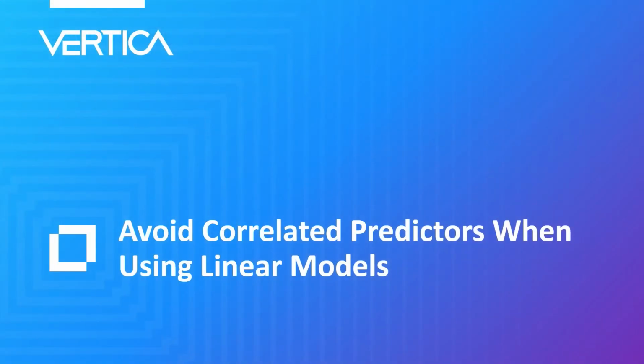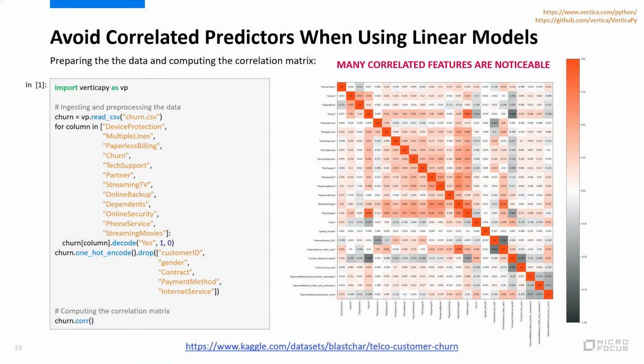So one other thing that is really important, but I guess you already know it if you're dealing with linear models. When we deal with linear models, most of the time we have to follow the Gauss-Markov assumptions, and one of them is to avoid correlated predictors. So when you look, for example, at this churn data set, you can see that most of the features are correlated one to another. And that's very bad for linear models, because they are trying to converge, they are trying to give a weight to some of the coefficients.